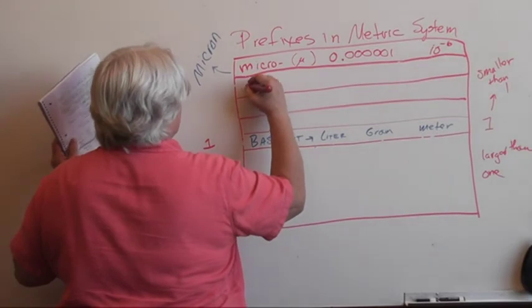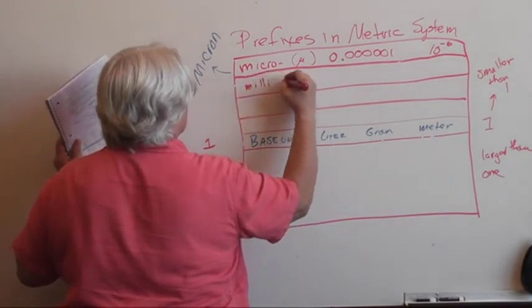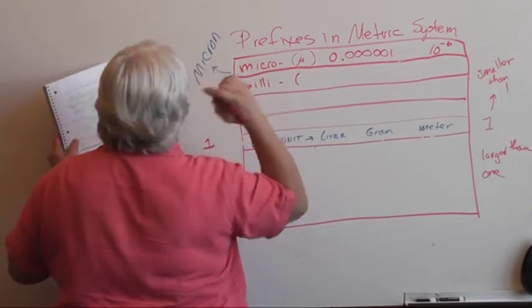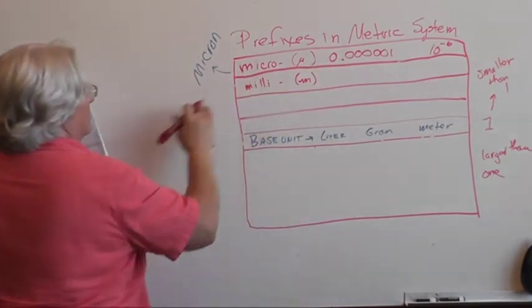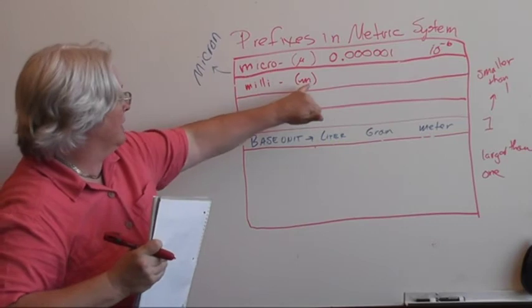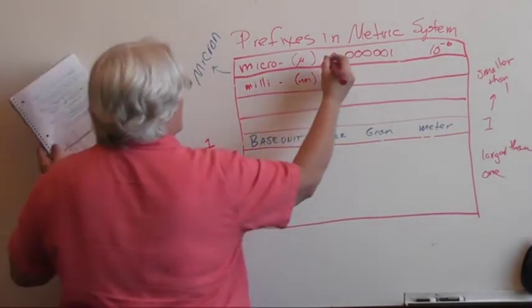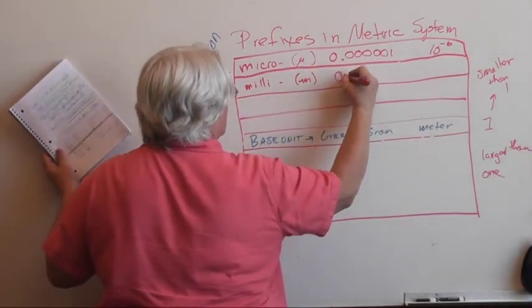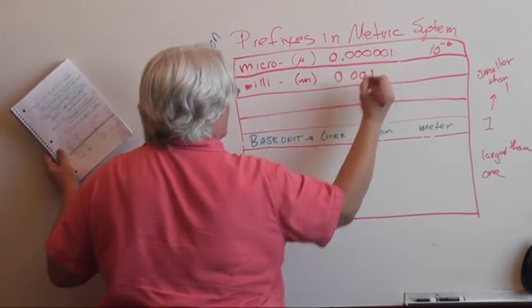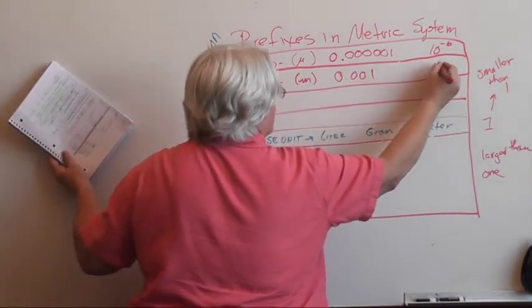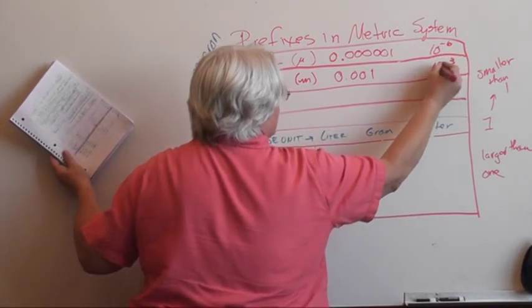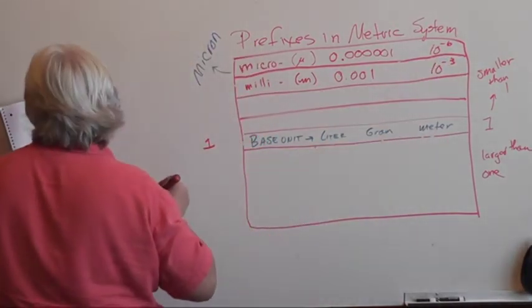And then you have a millimeter. And a milli is a small m. And a milli is 0.001. Tenths, hundredths, thousandths, which is also 10 to the minus 3. Then you have a centi.